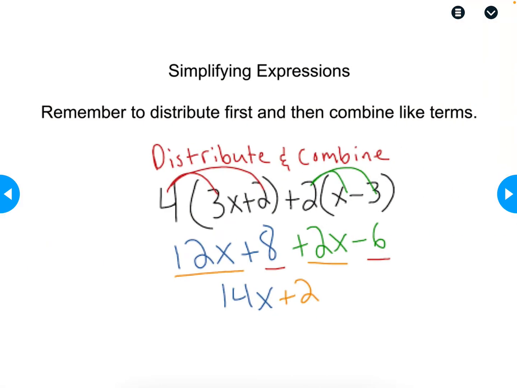All right, let's talk about simplifying expressions. So yesterday when we worked with the distributive property, we reviewed how to distribute. If there's something with parentheses in your expression, we need to distribute first and then combine like terms. So take a look at this example. I first distributed the 4 and turned it into 2 terms, 12x plus 8. And then in the second part, I distributed the 2 and got 2x minus 6. Now that I have 4 terms, I can start combining them. A 12x and a 2x make 14x's. And the constants 8 minus 6 make 2.